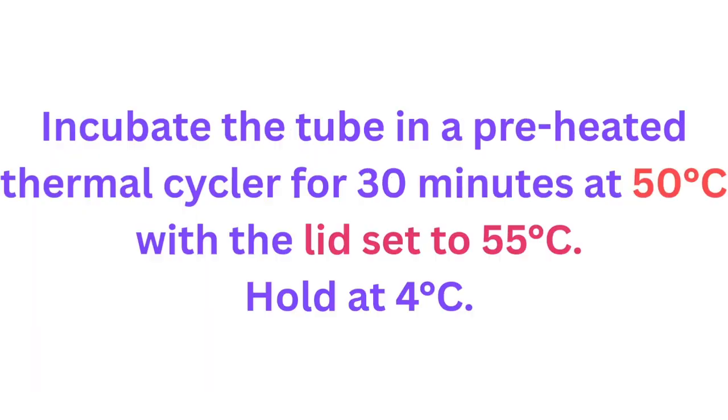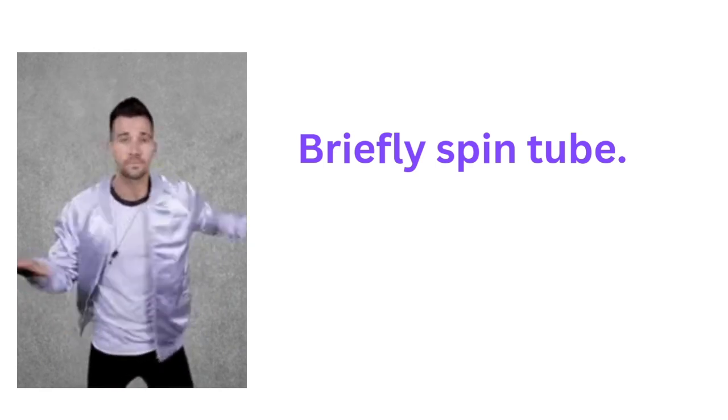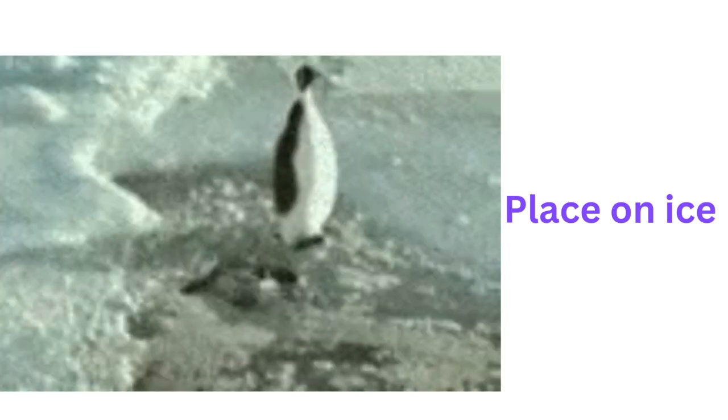We incubate the tube in a preheated thermal cycler. This time we're going to incubate for 30 minutes at 50 degrees Celsius with the lid set to 55 degrees Celsius, after which we will hold at 4 degrees Celsius. After this, we want to briefly spin down again just to collect everything nicely back into the tube and place it on ice and proceed immediately to DNase 1 digestion.